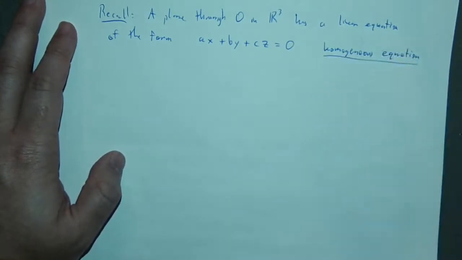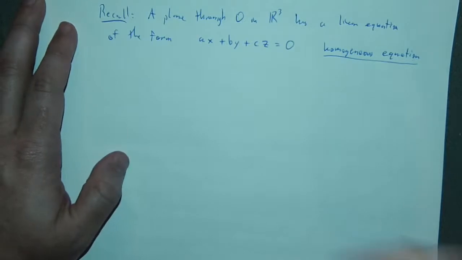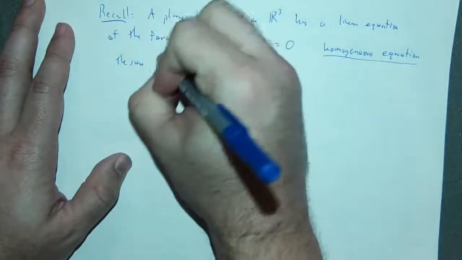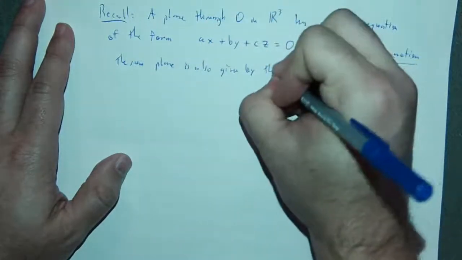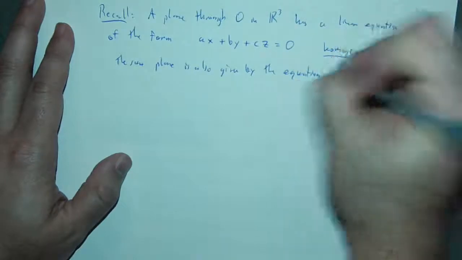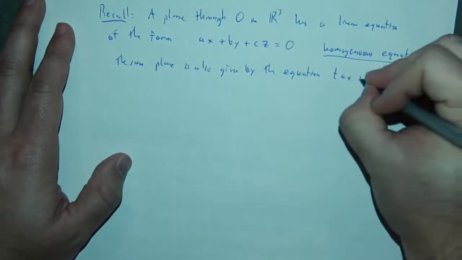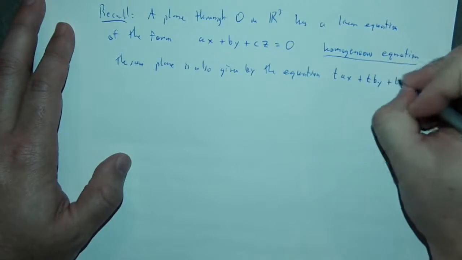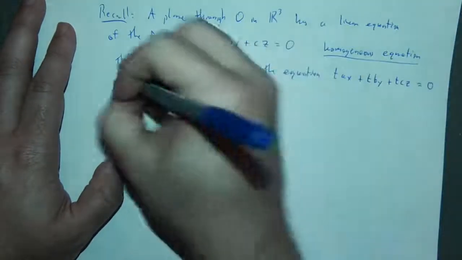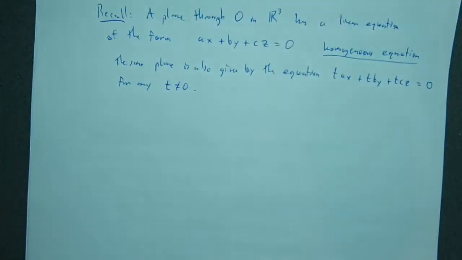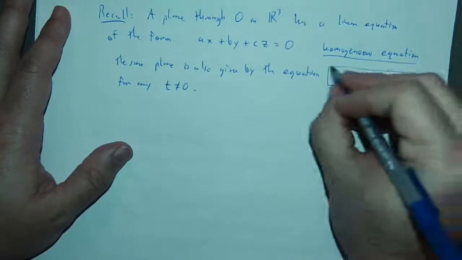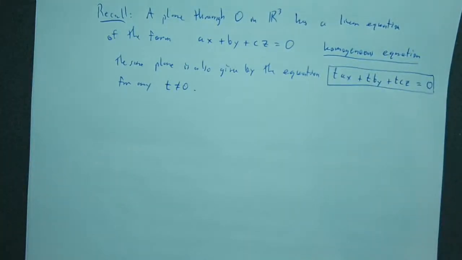So the same plane is also given by the equation tax plus tby plus tcz equals 0 for any real t not equal to 0. And so I also have homogeneous coordinates describing planes through the origin in R3.